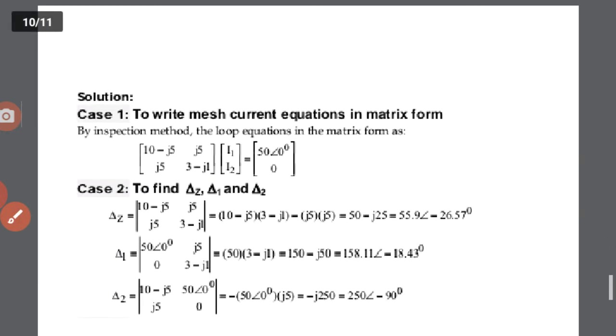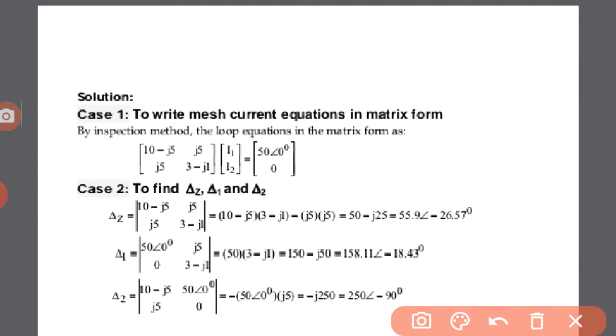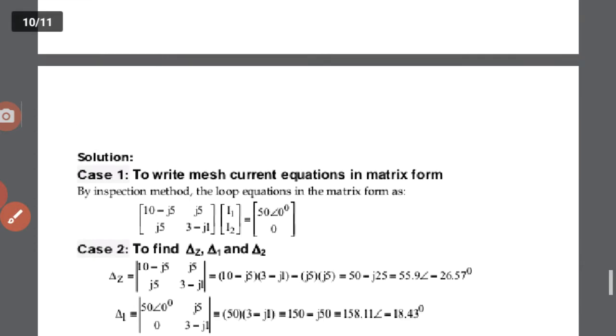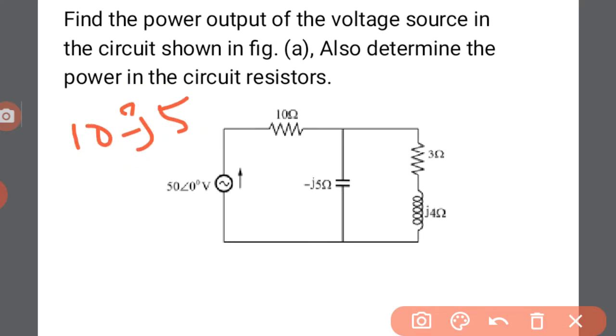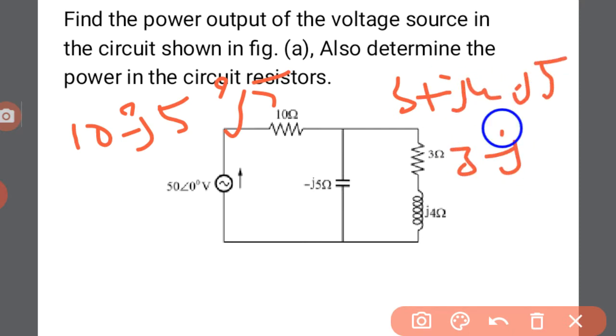So just look here. Directly by inspection method, for loop 1 the self impedance is 10 minus j5. The mutual impedance, minus of minus, is plus j5 ohms. Next, the self impedance for I2 is 3 plus j4 minus j5, that is 3 minus j1. And for I1 the mutual term, minus of minus, is plus j5.